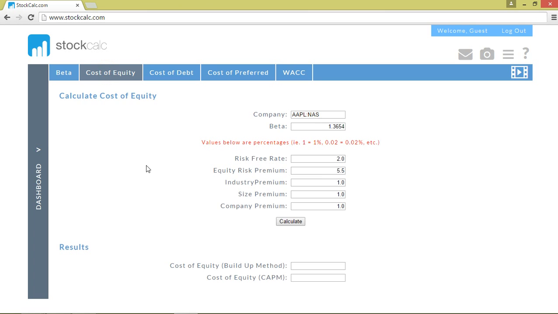The cost of equity is the cost that the company endures to raise capital in the equity markets. We will use the beta that we've previously generated and a variety of rates to calculate 2 different results for equity: cost of equity using the build-up method and the capital asset pricing model. We have a risk-free rate, an equity risk premium, industry size, and company premiums all available. We can actually enter negative numbers even to do the calculations.